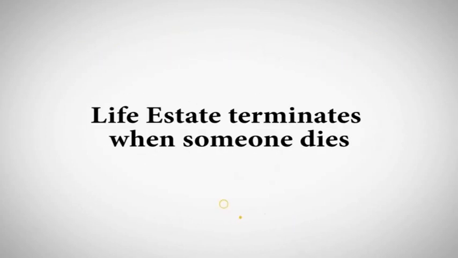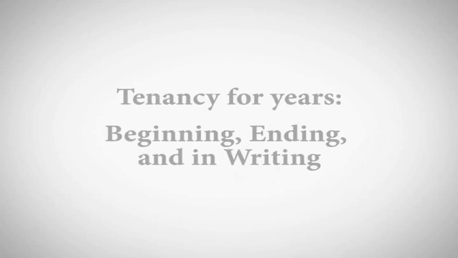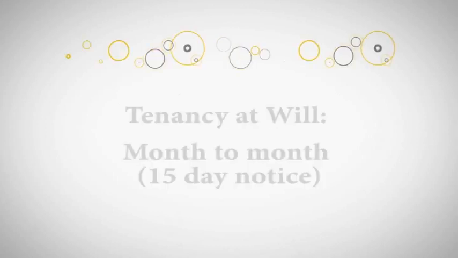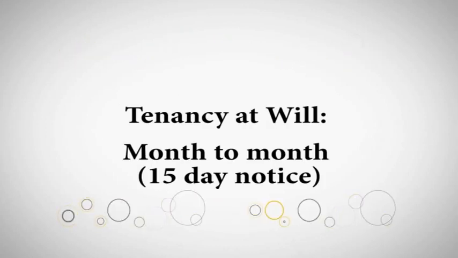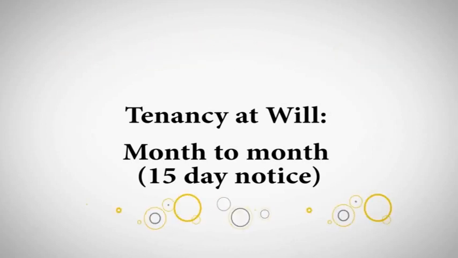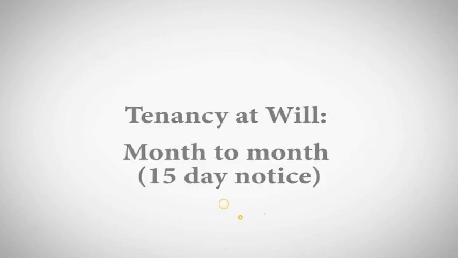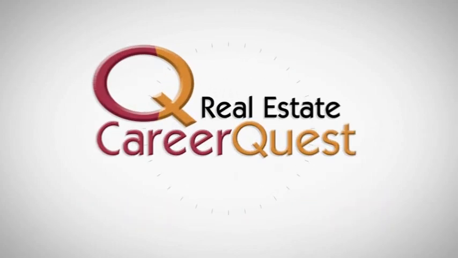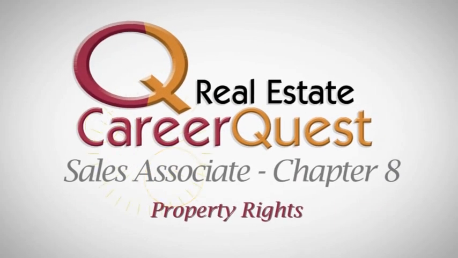A life estate terminates when somebody dies. A tenancy for years has a beginning date, an ending date, and is in writing. A tenancy at will, this could be a month-to-month renter, has a beginning date but no ending date. And that can be terminated with a 15-day notice. A tenant at sufferance is simply a holdover with no agreement. And that is the end of my Chapter 8 review.